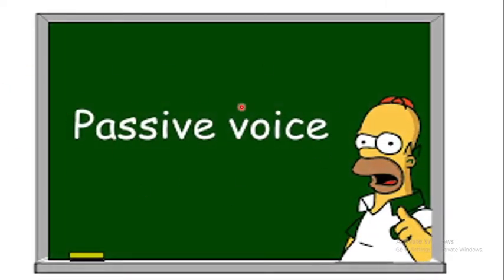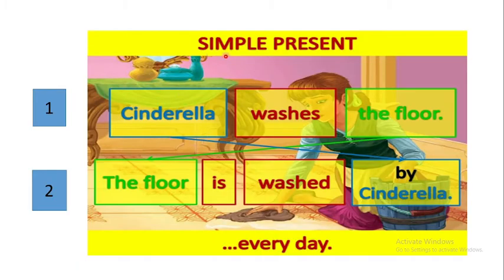Now we are coming to passive voice. Now you know the tense, now the passive voice. See, Cinderella washes the floor. That is a very normal, common sentence. But the second sentence is a little different. The floor is washed by Cinderella. There you have a small confusion. No problem, I am there to help you.